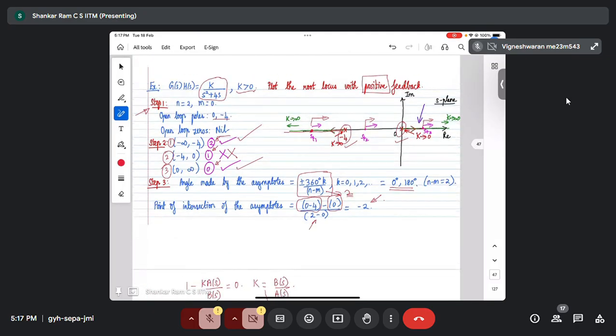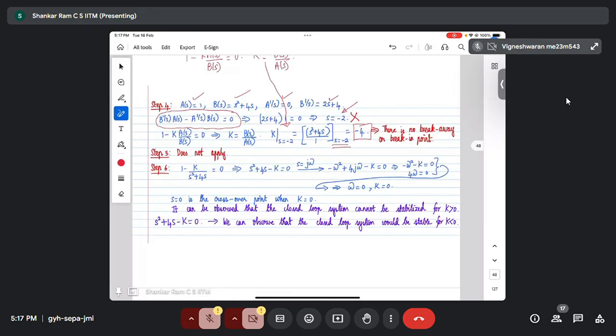Because if the breakaway point is minus 2, please note the breakaway point must also be on the root locus, right? But we have already concluded that minus 4 to 0 is not on the root locus, right? So through multiple mechanisms, we can eliminate that. There is no breakaway point in this particular case. So I hope it's clear, right?